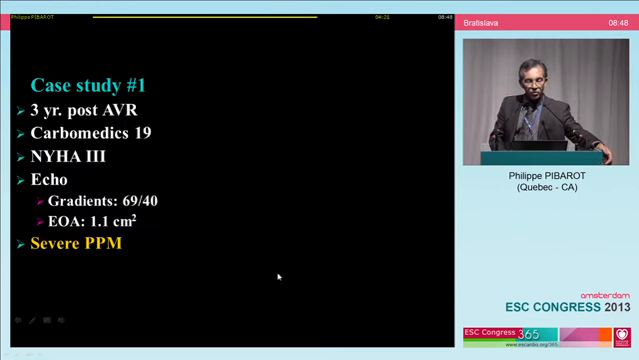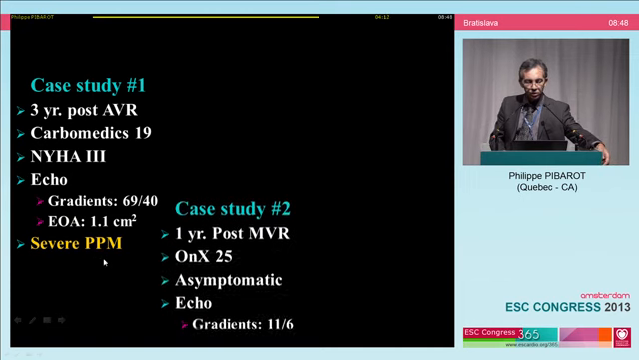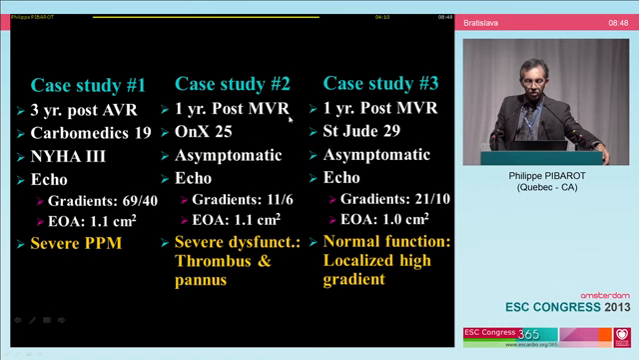So just to summarize these 3 cases, the first case that we've seen was a patient with high gradient, but actually there was no dysfunction of the prosthesis. There was a severe mismatch, and this patient had to be reoperated. The 2 other patients are both 1 year post-MVR, both with bileaflet mechanical valve, and both asymptomatic. This one has a slightly higher gradient, but actually had a severe dysfunction and had to be reoperated. And this one had a higher gradient than case number 2, but normal function and could be discharged.